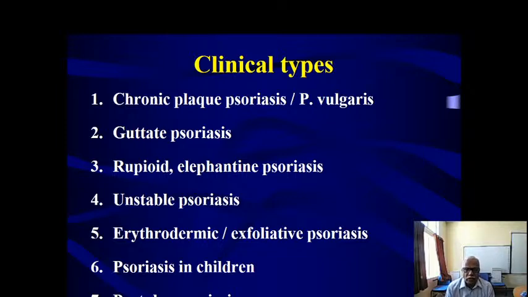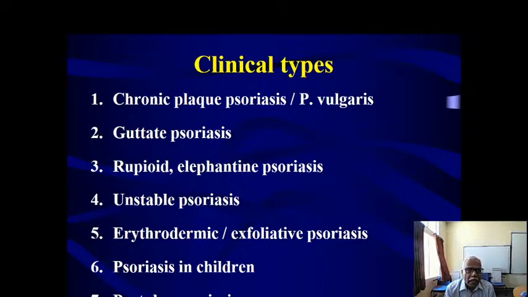That's called guttate psoriasis. Guttate psoriasis prognosis is very good since they follow upper respiratory tract infection. It's very commonly seen in children. But if it is not treated in time with antibiotics, then they may develop into chronic plaque psoriasis. So that is the importance of treating guttate psoriasis early.